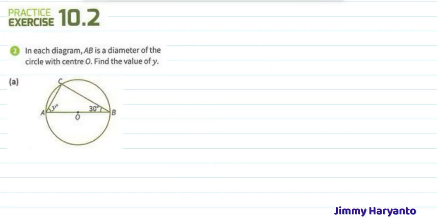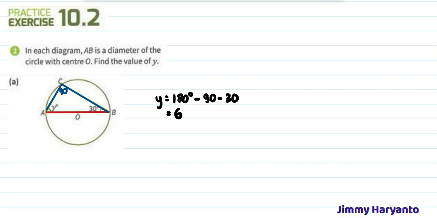And then question 2. For question 2, we have a diameter. When we have diameters, that means the circumference angle will be 90 degree. So this one is 90 degree. That means to find the y, you only have to subtract 180 degree, the sum of a triangle, minus 90 minus 30. So you'll have 60 degree as the result of the y.